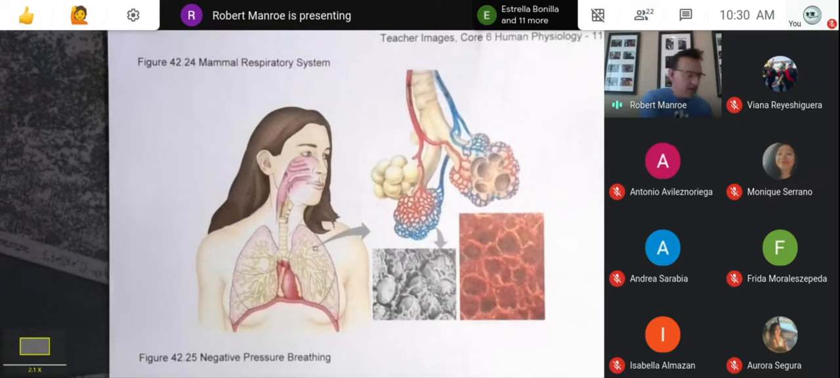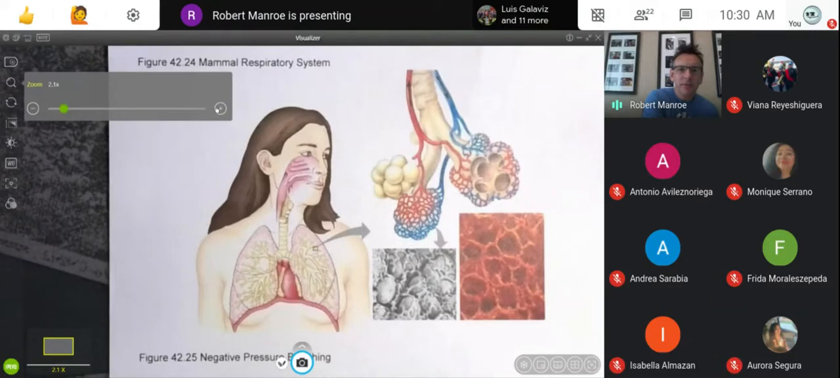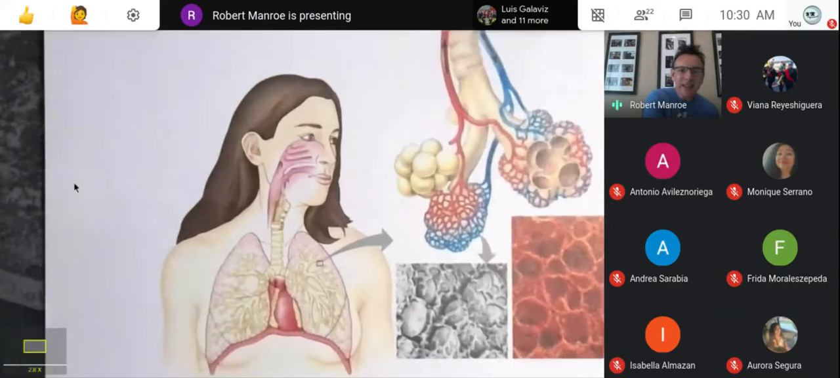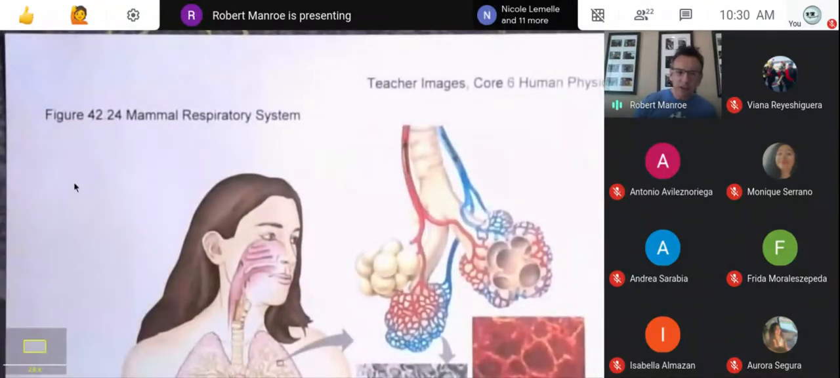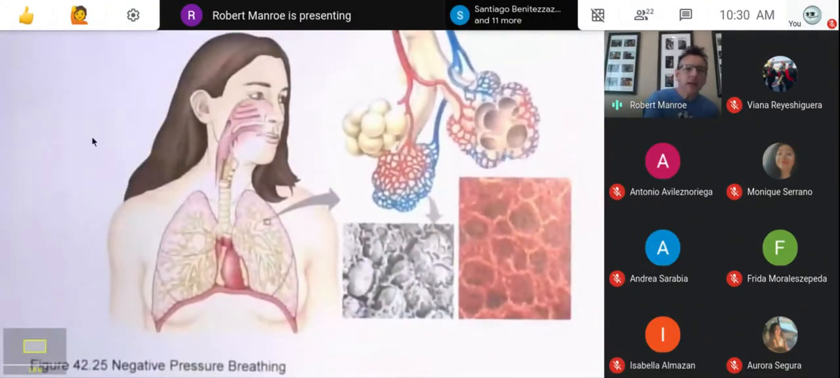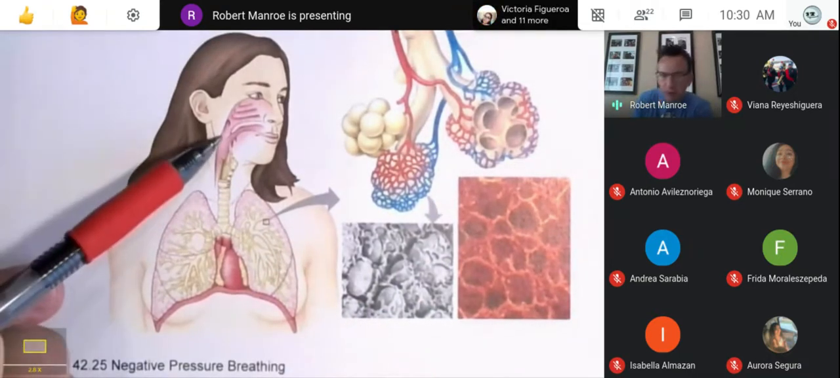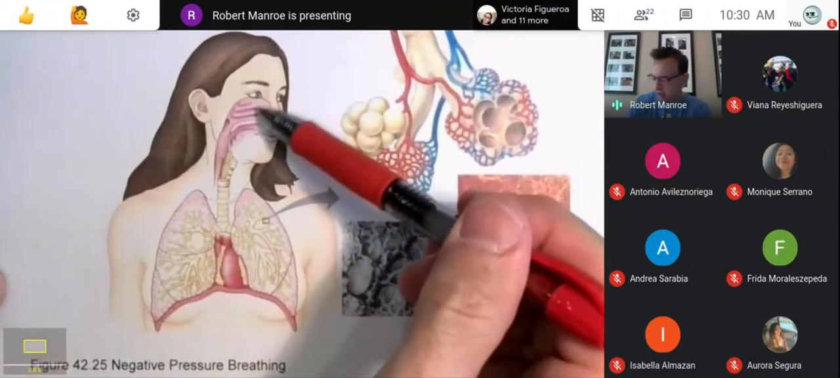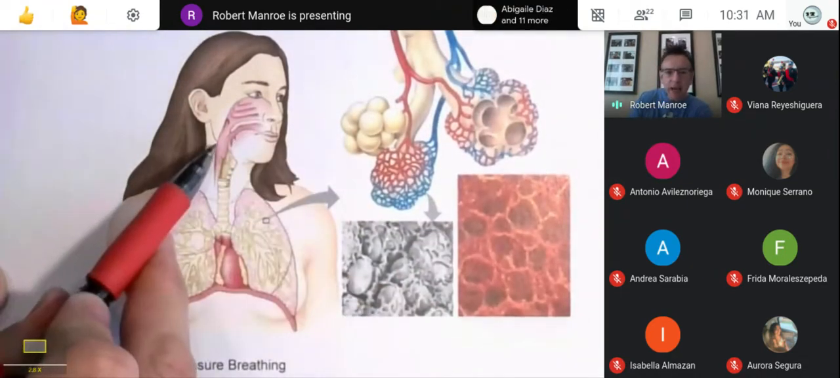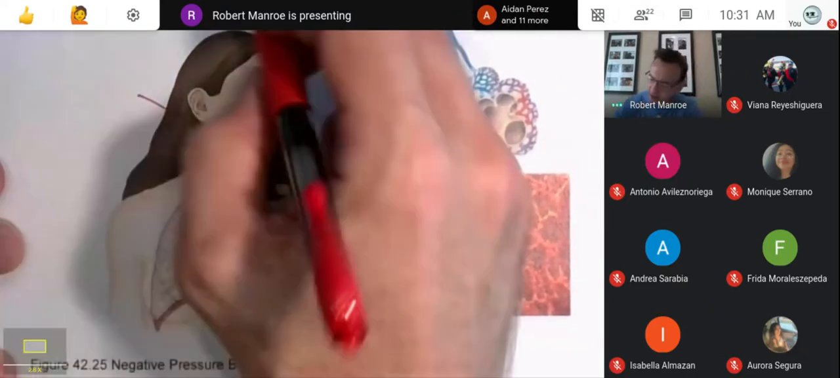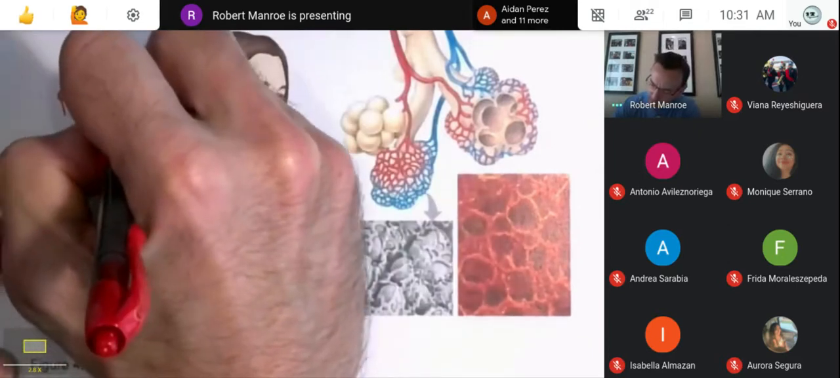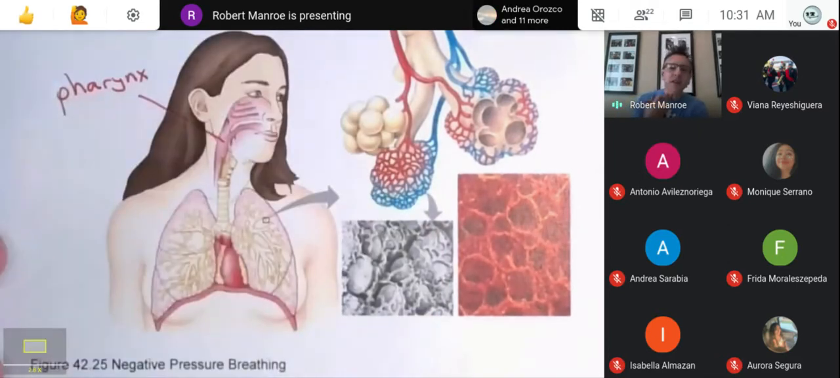So here we have our patient, and we've peeled back some of her skin, and we are looking inside of her chest cavity, inside of her thorax. This is image 42.24, the mammalian respiratory system. Okay, at the back of the throat here are her nasal cavities. Here's the oral cavity. We're looking at the back of the throat here. So in the back of the throat here is the pharynx. It's the very back of the throat.